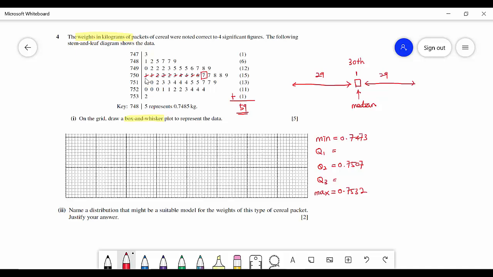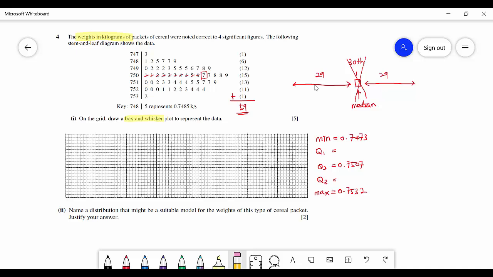Now come back to our calculation just now. For the median, we are having this exact data as the median. So to get the Q1 or Q3, you ignore this value. You only focus on the first 29 data. For the first 29 data, I want to get the center location of these 29 data. So how can I separate it and get the center location?